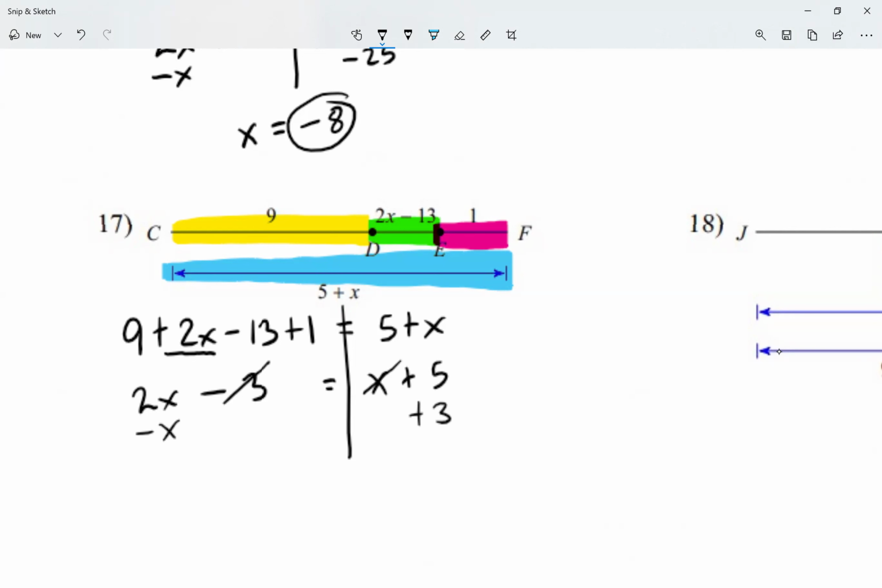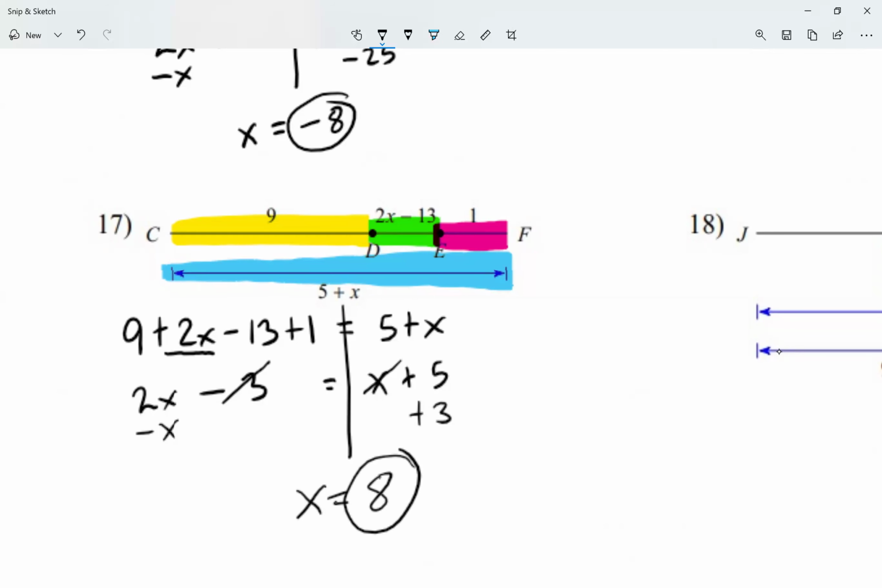Don't forget that when we move things from one side to the other, we switch the sign. So on the left, I have 2x minus 1x. So that gives me 1x. I'm just going to write x. Here on the right side, I have 5 plus 3. Right, positive 5 plus 3, that's 8. x is equal to 8. Good.